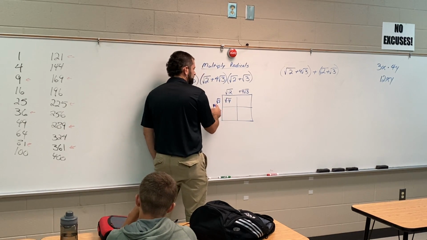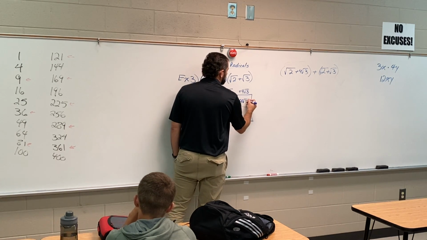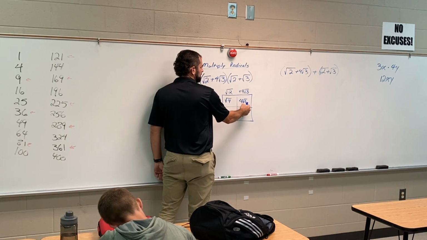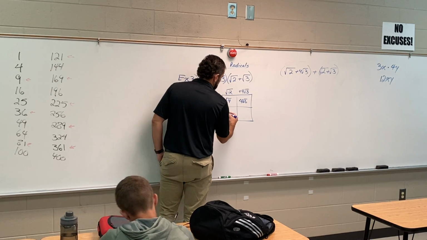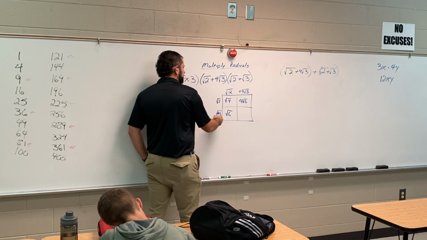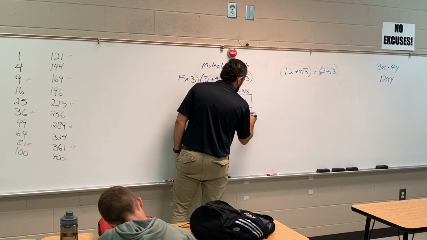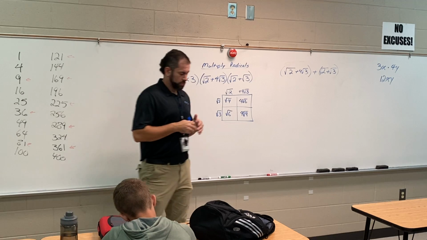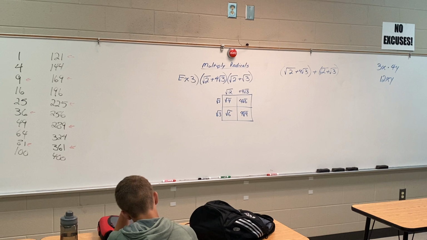Square root of 2 times 4 square root of 3. What's that? 4 square root of 6, right? The 3 and the 2 are inside the radicand, so we multiply those two numbers inside the radicand. Very good. Square root of 3 times square root of 2 is square root of 6. And square root of 3 times 4 square root of 3 is 4 square root of 9. So now, once I have all those numbers inside my box, I can simplify radicals if I can, and combine like terms if I can.